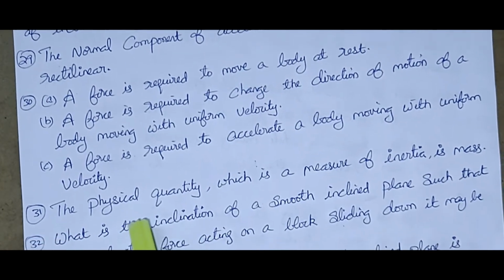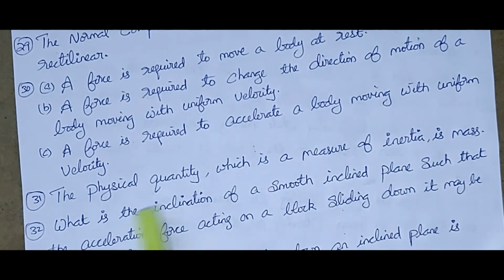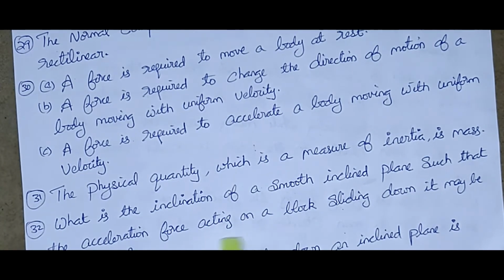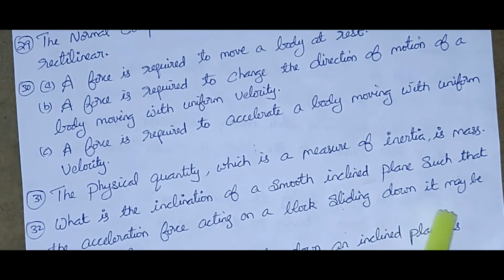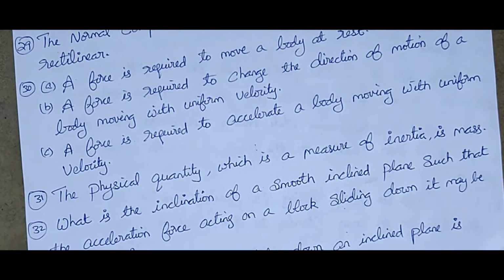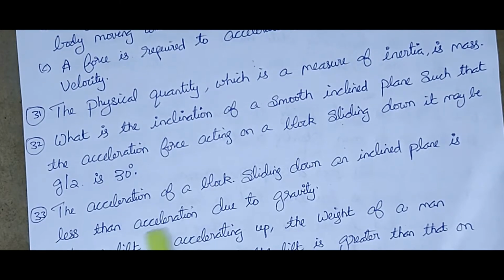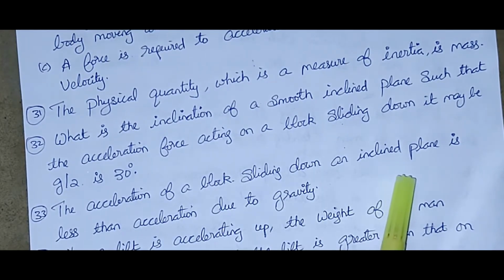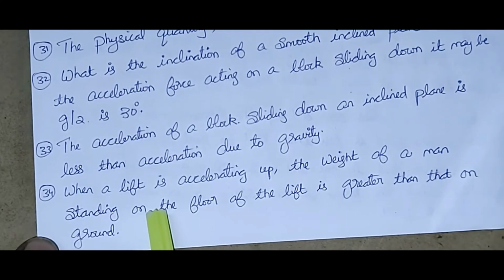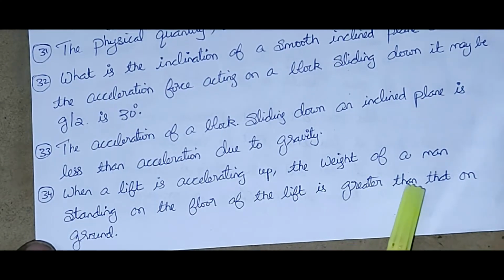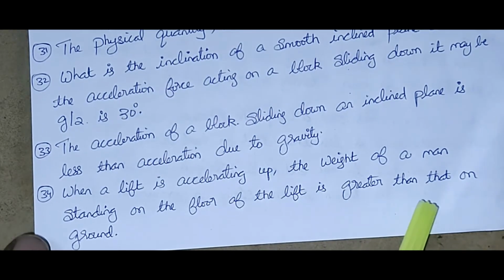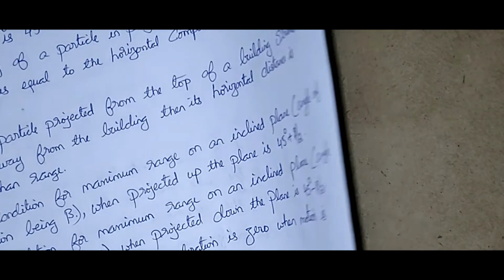The physical quantity which is a measure of inertia is mass. What is the inclination of a smooth inclined plane such that the acceleration of a block sliding down it may be g by 2? It is 30 degrees. The acceleration of a block sliding down an inclined plane is less than the acceleration due to gravity. When a lift is accelerating up, the weight of a man standing on the floor of the lift is greater than on ground.